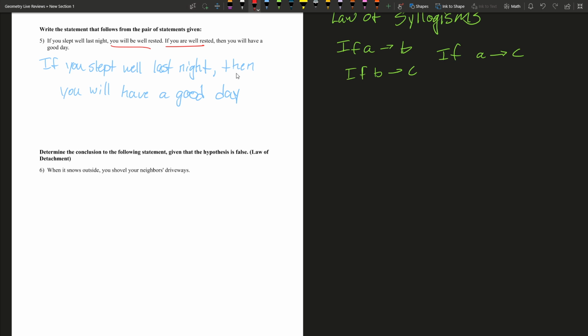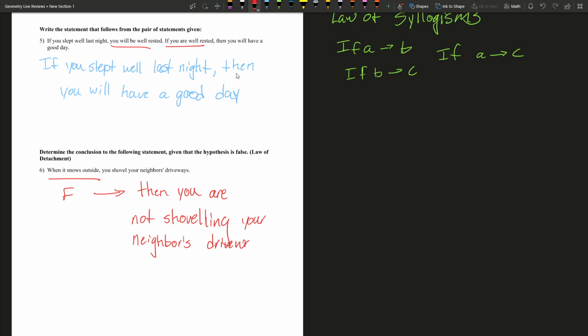the conclusion. Okay, so the statement says when it snows outside, you shovel your neighbor's driveway. We're assuming that this hypothesis is false. So it is not snowing outside. So if it is not snowing outside, then you are not shoveling your neighbor's driveway. I probably spelled shoveling wrong, but that's all right.